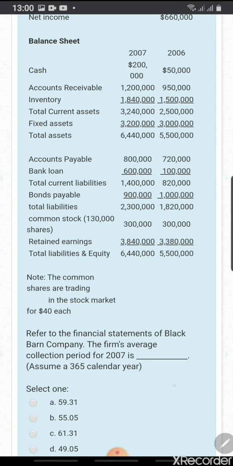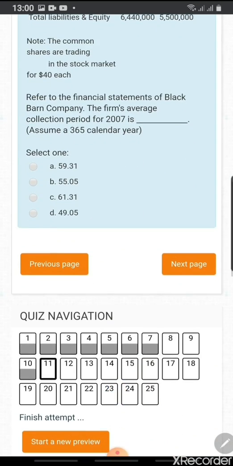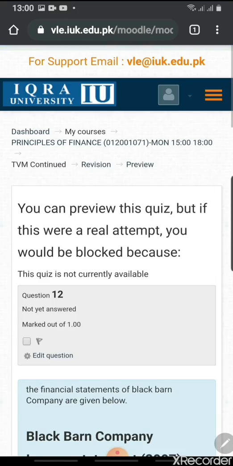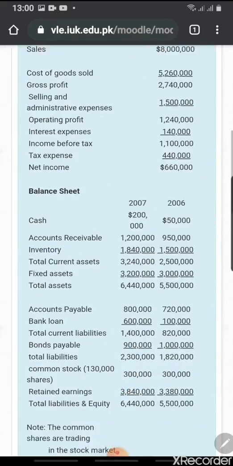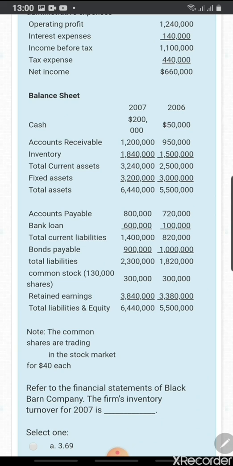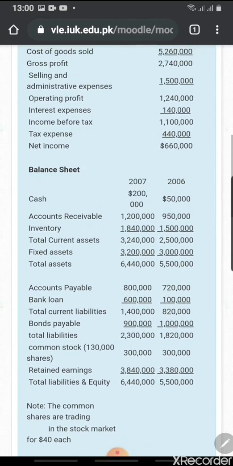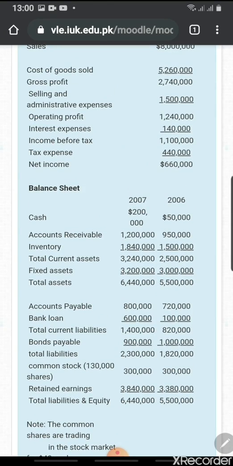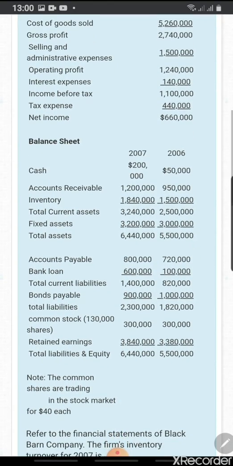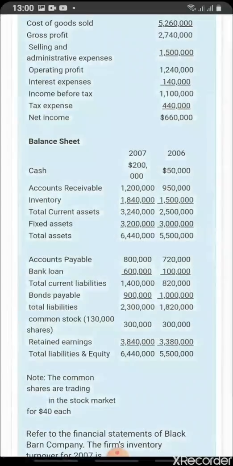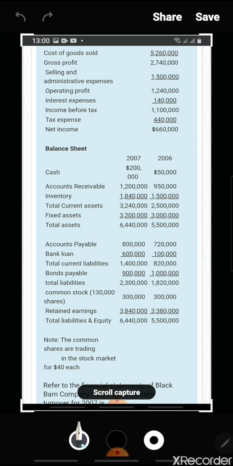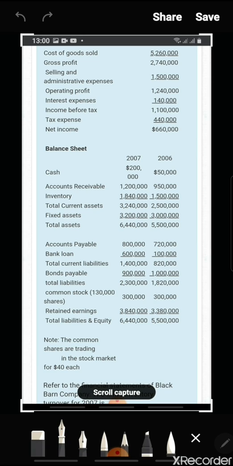Now moving ahead, remember in all the receivable turnover ratios, you will have to do the same thing. You will have to take the average, because 2 years data is given to you. So firm's inventory turnover ratio, in order to calculate this, it will be cost of goods sold divided by average inventory.